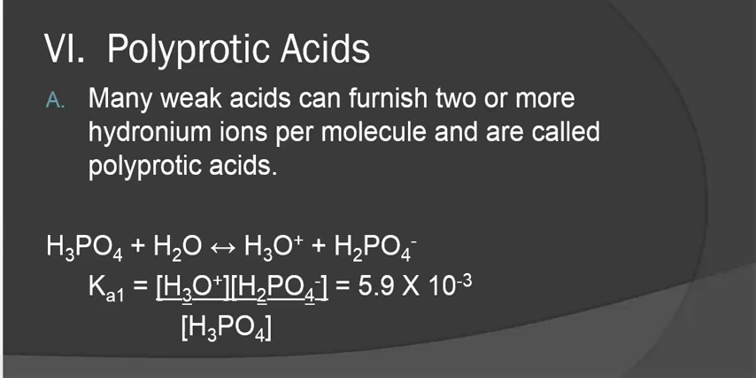Polyprotic acids are weak acids that have 2 or more hydrogen atoms per molecule. For example, H3PO4 is a polyprotic acid. In the first dissociation, Ka1, H3PO4 loses 1 hydrogen to become H2PO4-.